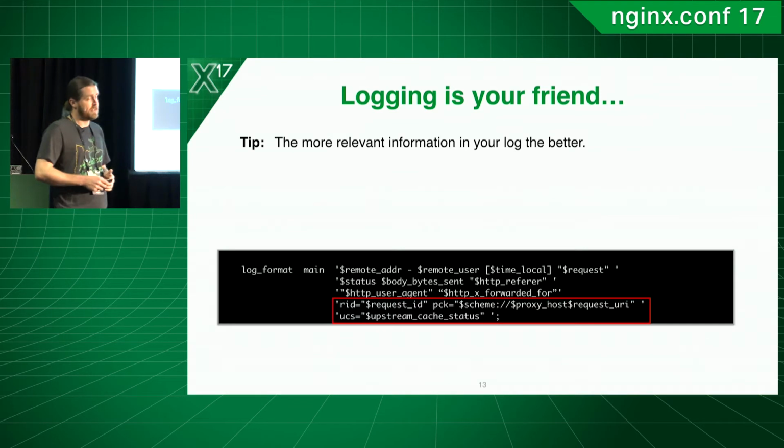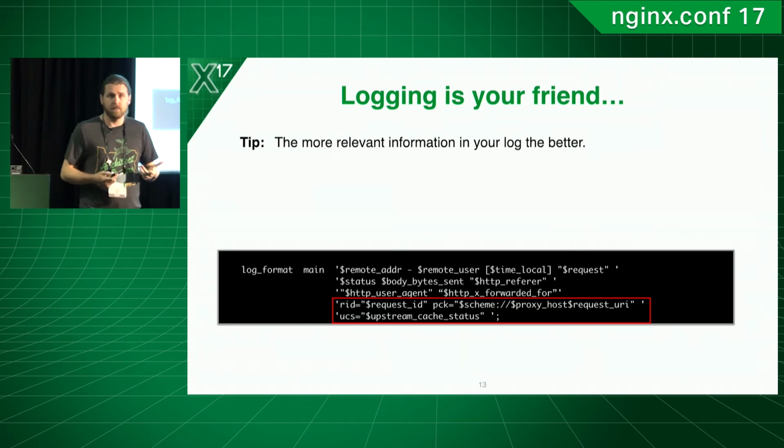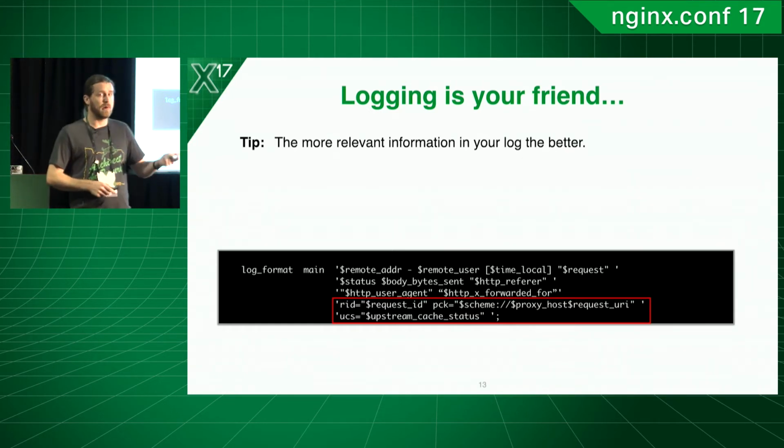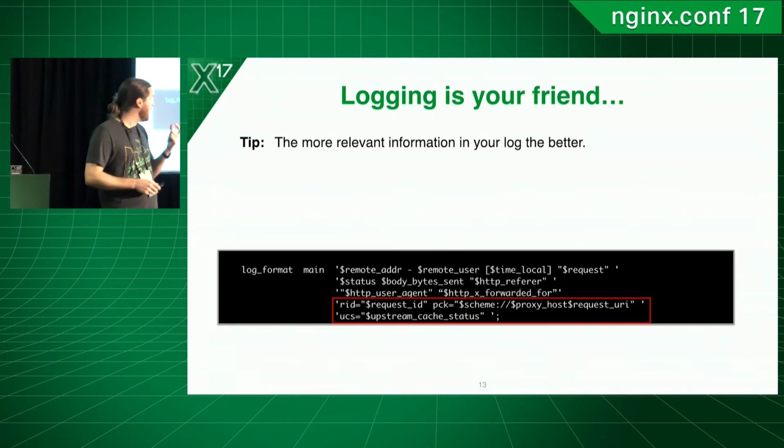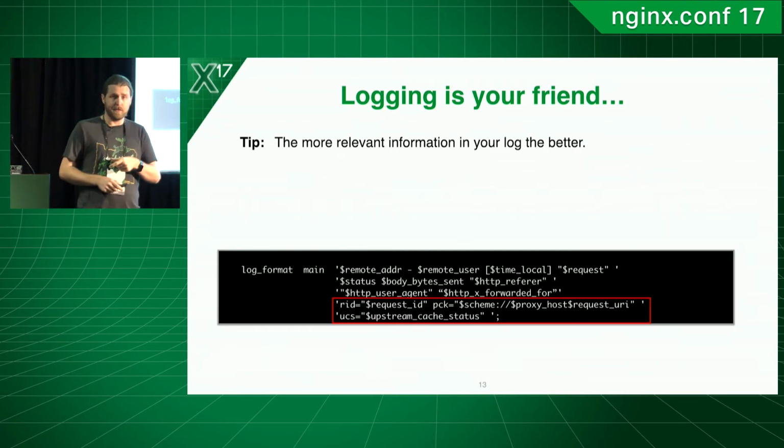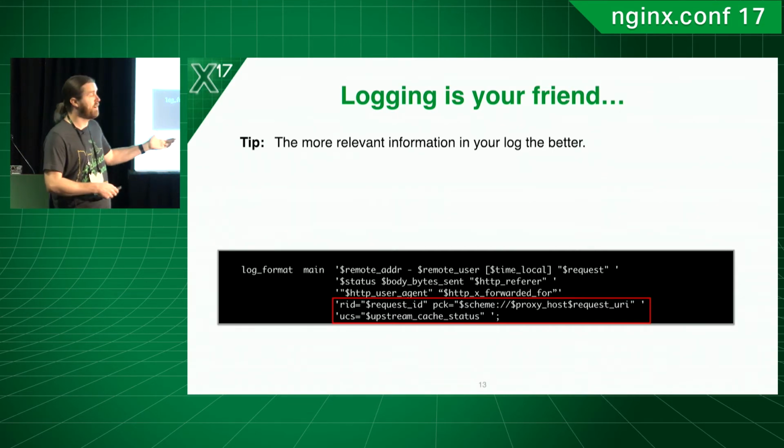If you guys don't know about the request ID variable, it's basically just a random string of letters and numbers that's generated on every request. So you can actually instrument that in your HTTP response by adding a header, allowing your client to see that, and then allow you to find the log instantly just by going into the log and grepping for that request ID.